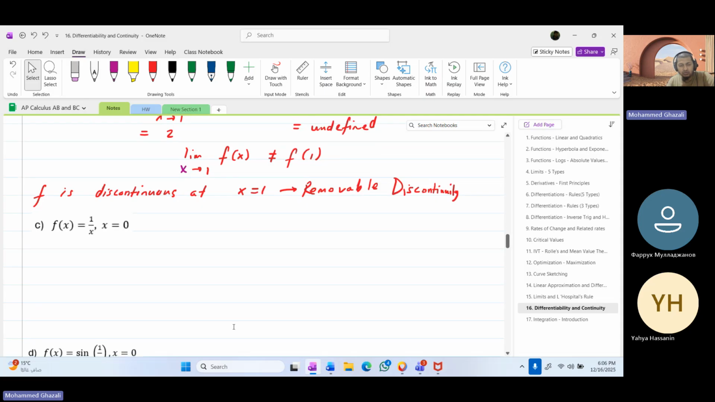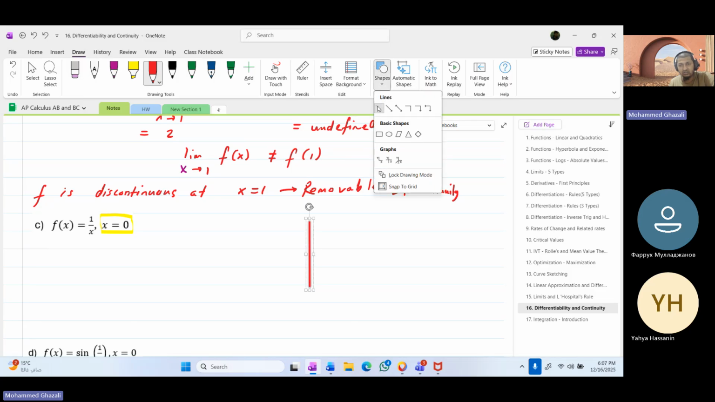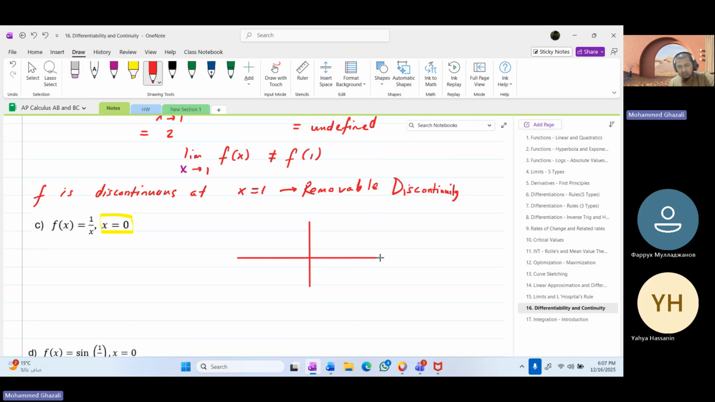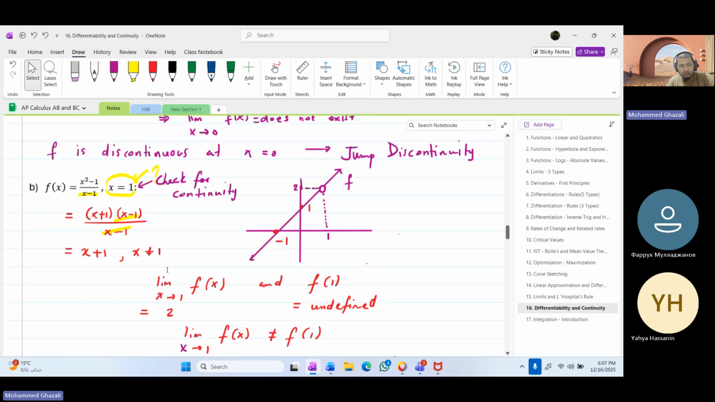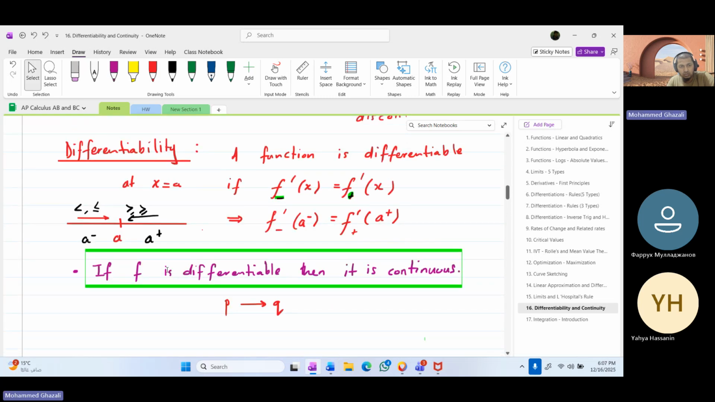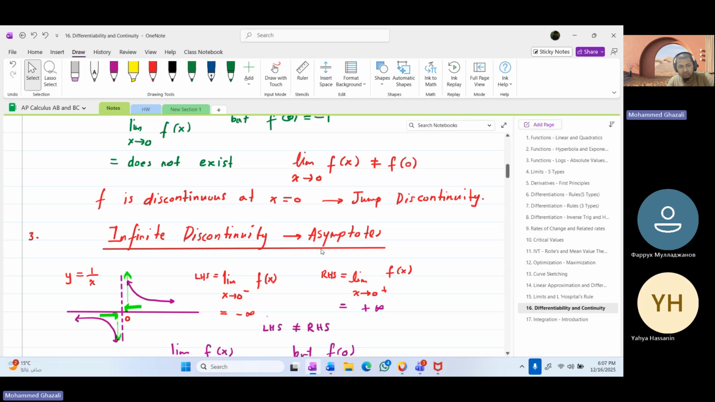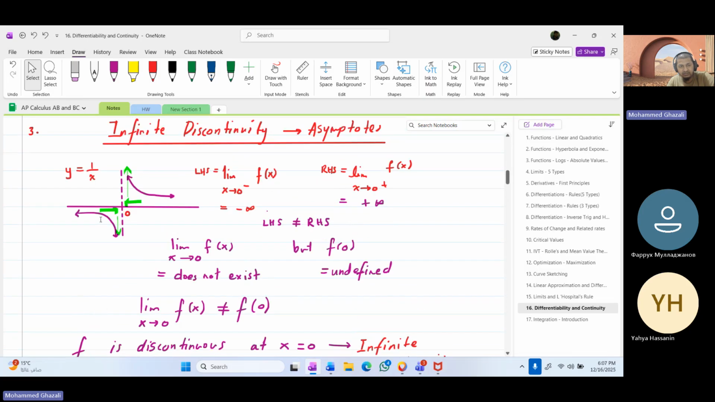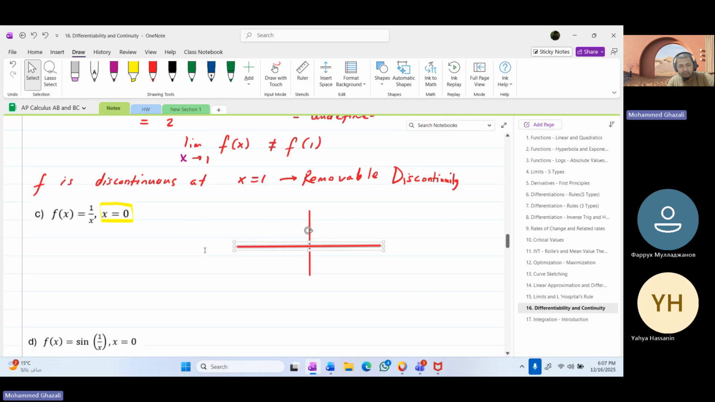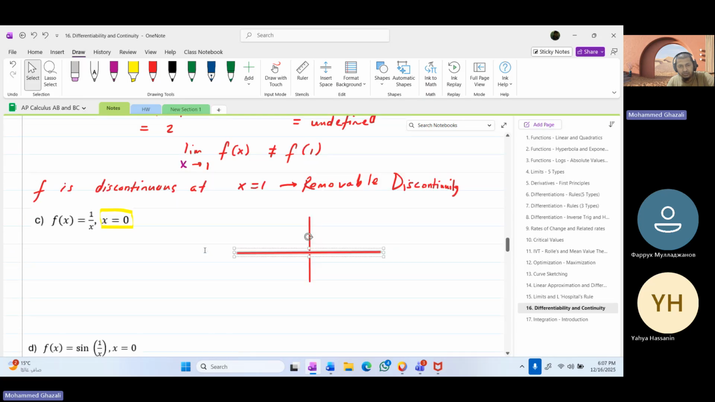We got f of x is equal to 1 over x. Now, you're checking for continuity at x is equal to 0. I think we've covered this already in example 3, so you can just go to example 3 and check. I said f of x is equal to 1 over x at x is equal to 0, infinite discontinuity. This example is already covered here, so I'll leave that out.